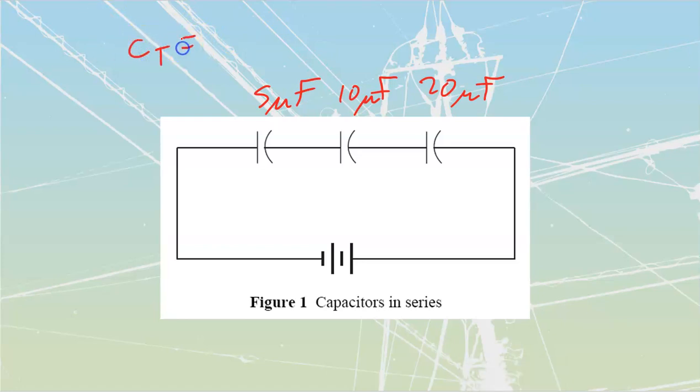What I'll do is punch it into my calculator using that same formula we had before. CT is equal to bracket bracket C1 to the negative 1 plus C2 to the negative 1 plus C3 to the negative 1, and then, like I said, that second bracket there, I'll reinvert it like that.